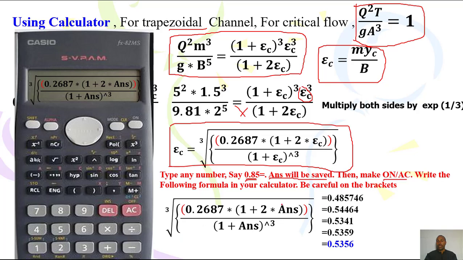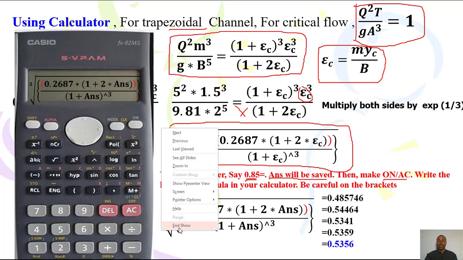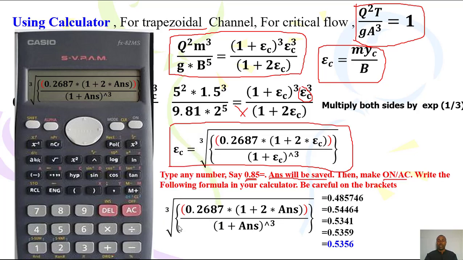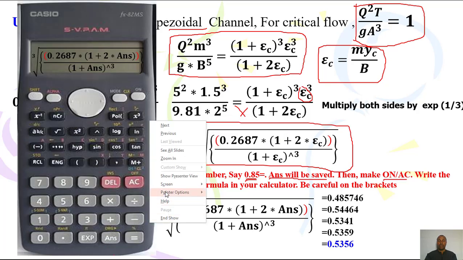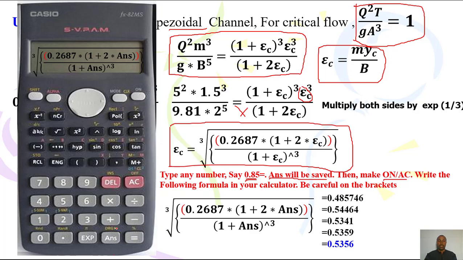the whole bracket, which is 0.2687, just the numerator again, and you have to close the bracket, multiplied by 1 plus 2 times answer. You just click Answer in your calculator. Let me show you the answer key in your calculator, which is this one. Just click this answer. Already you have saved 0.85.